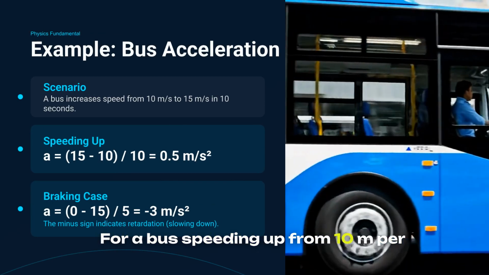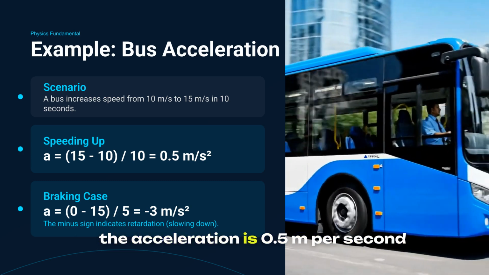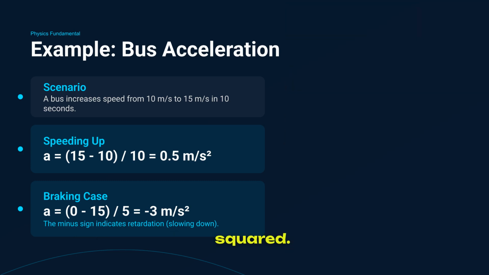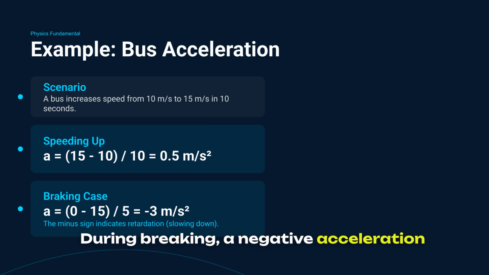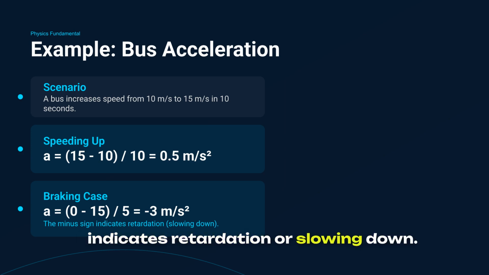For a bus speeding up from 10 meters per second to 15 meters per second in 10 seconds, the acceleration is 0.5 meters per second squared. During braking, a negative acceleration of -3 meters per second squared indicates retardation or slowing down.